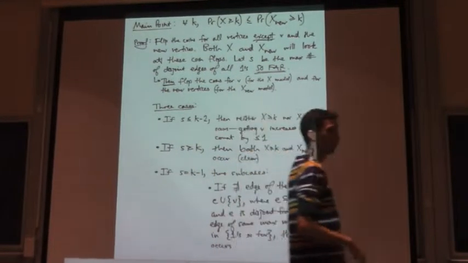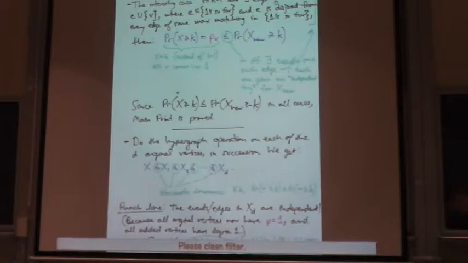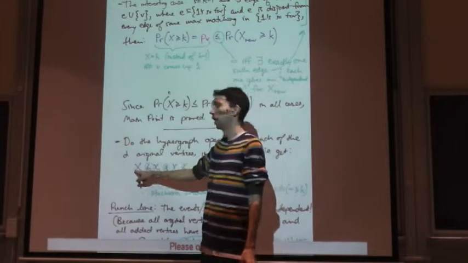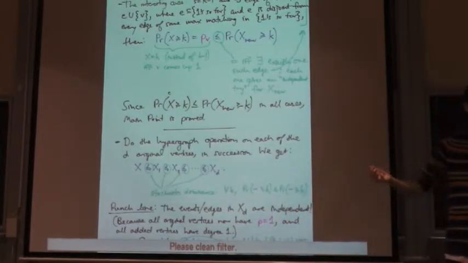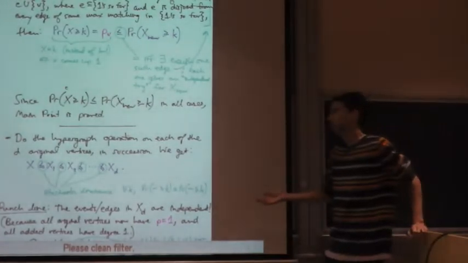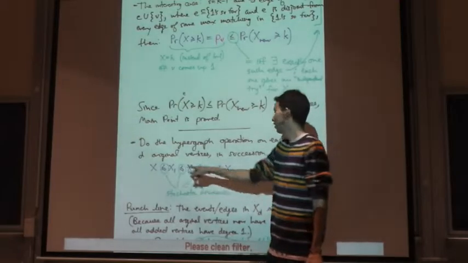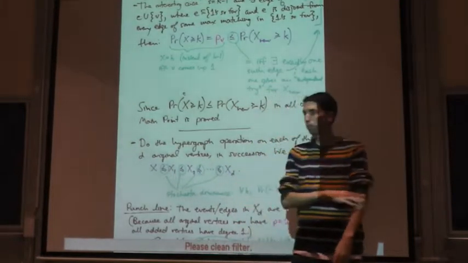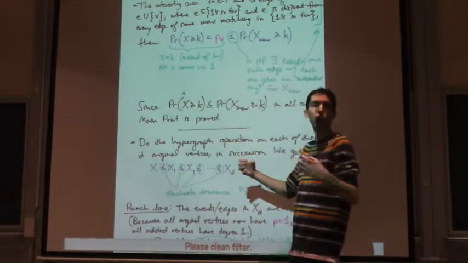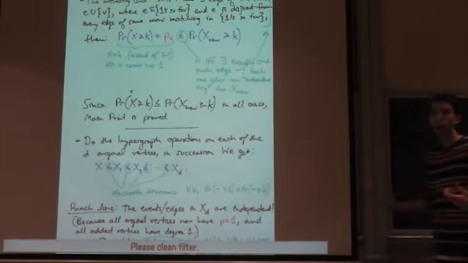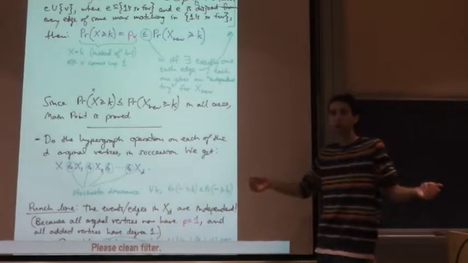Okay, so I have the main point, and now we're basically done. I start with my original hypergraph, and I just perform the operation on each of the original vertices in succession. So I get this string of stochastic domination inequalities. And what's the punchline? Once I've done the last one, I've sort of neutered all the original vertices and replaced them with these new guys.